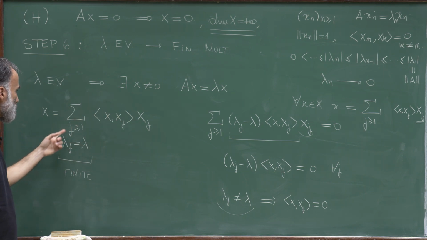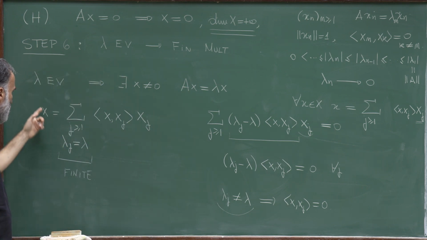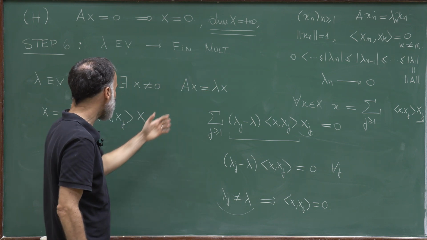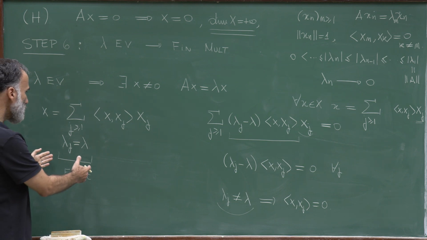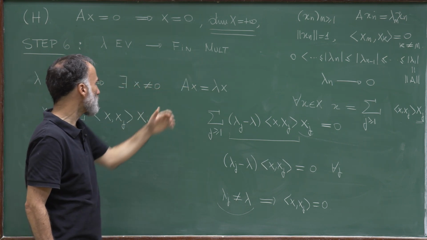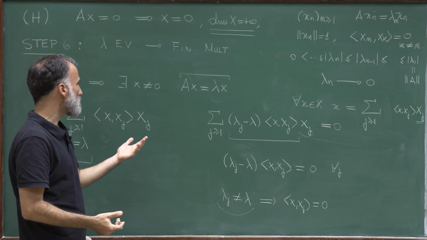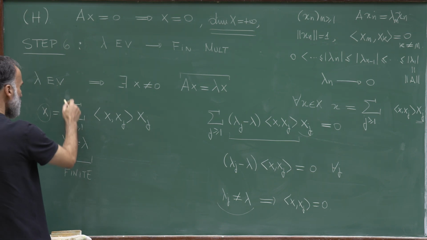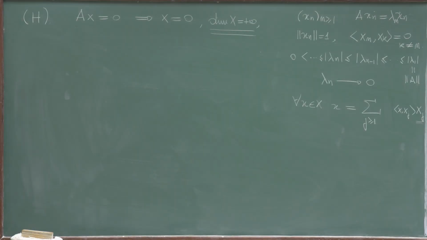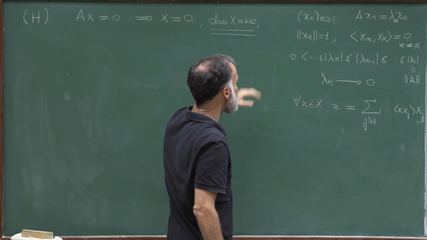This means that the functions X, solutions of this equation, can all be written over a finite number of Xj's, which means that the space made of solutions of this equation is finite dimensional, because any solution can be written as a finite linear combination of Xj's. So this proves that indeed you have a finite multiplicity. Finite multiplicity means that this linear space has finite dimension, because any element can be written as a finite linear combination of a finite number of orthogonal points Xj. So this completes the proof of the theorem under the assumption that AX equal to 0 implies X equal to 0, and that the dimension is infinite.